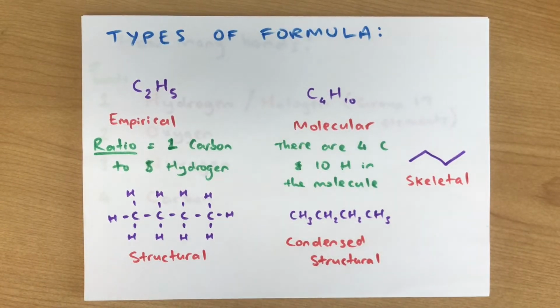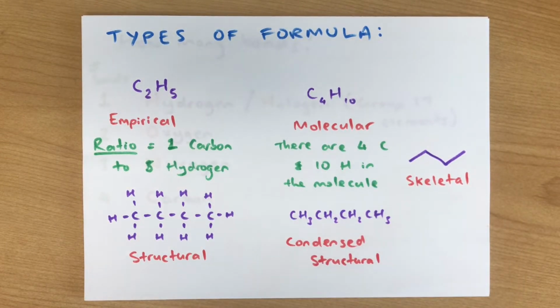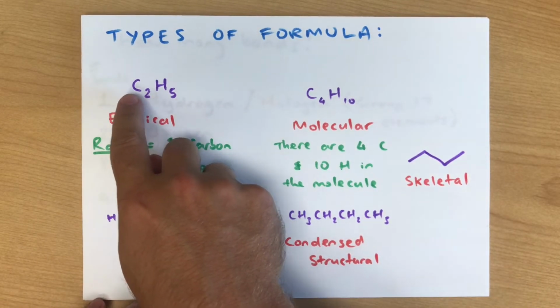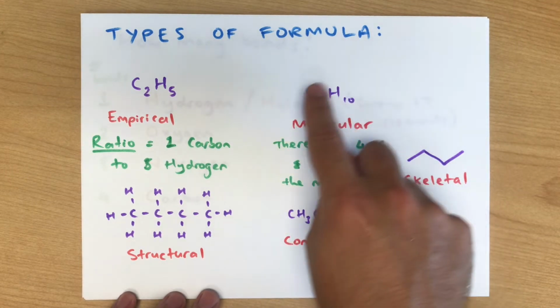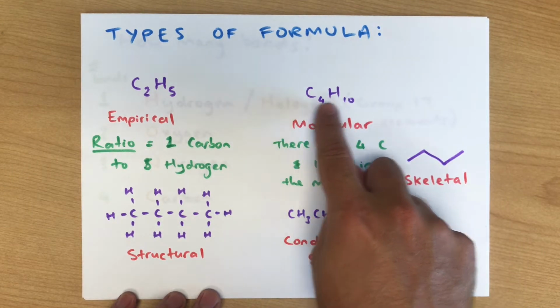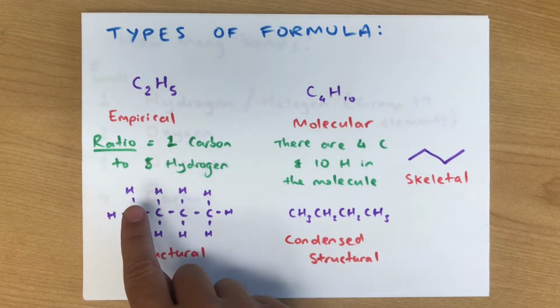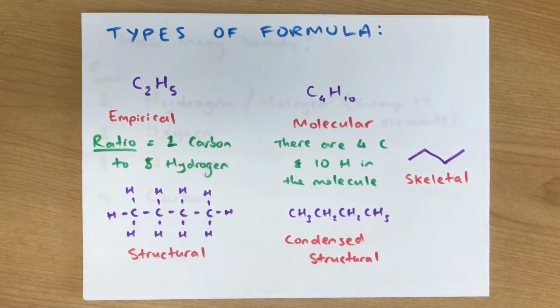Each of these 4 formula actually represent the same molecule. They all are the same thing. So they give me differing levels of detail. This one only tells me there's 2 carbons to 5 hydrogens, not very useful. This tells me the exact number of carbons and hydrogens, there's actually 4 to 10. This one tells me how they're connected, very useful, and these two are simply condensed versions of our most detailed.